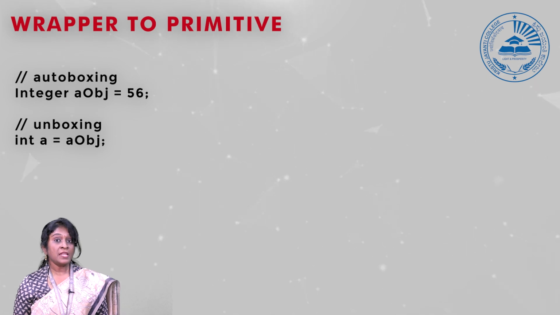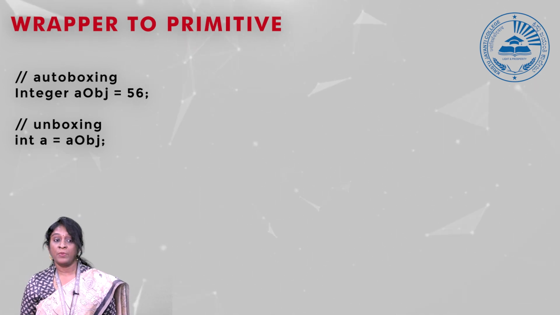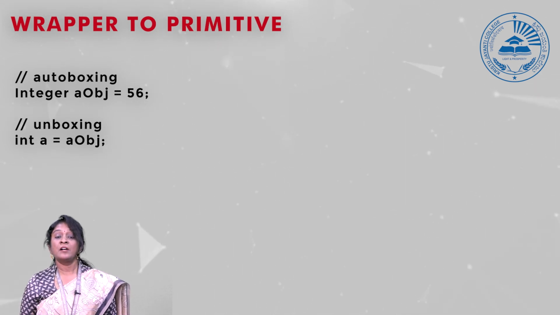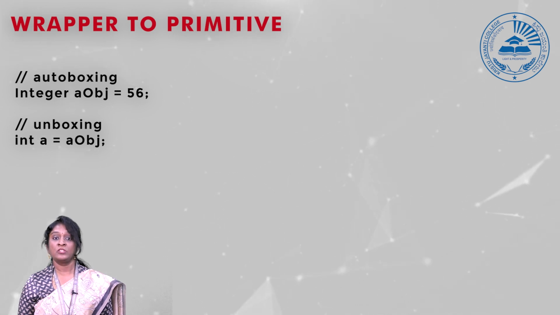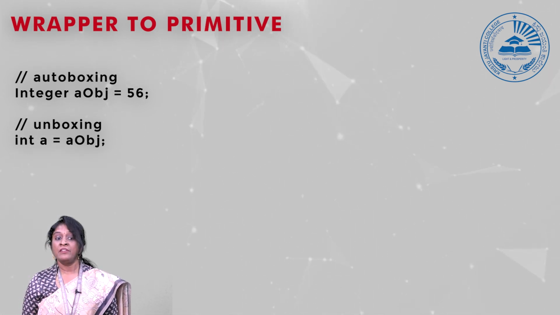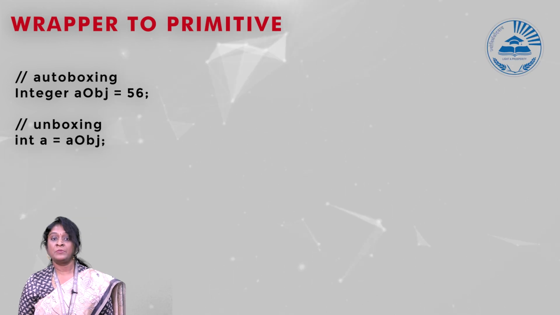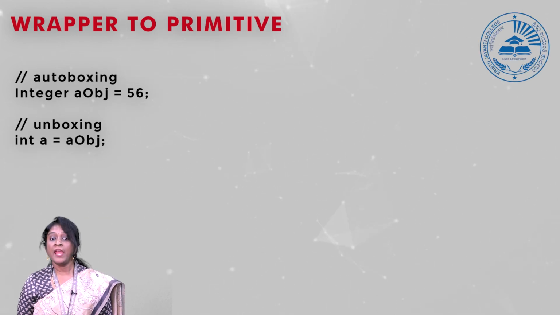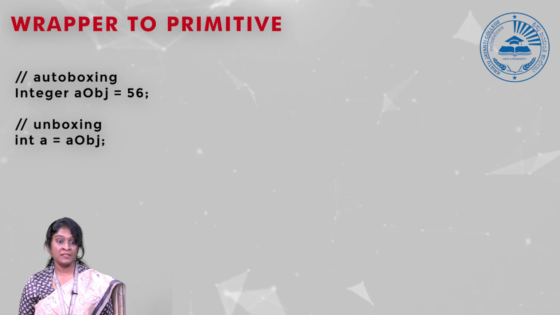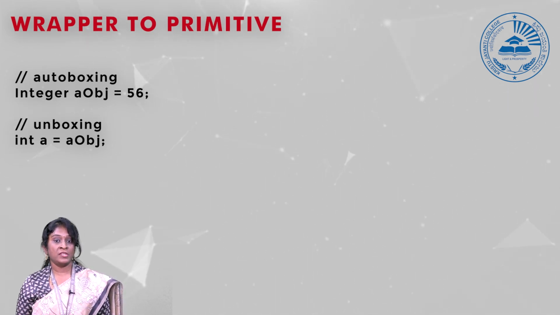These are the takeaways in this wrapper class topic. The class that wraps a primitive data type into an object is called a wrapper class in Java, and wrapper classes act as a bridge between the primitive data types and objects. All the 8 primitive data types have their respective wrapper classes. Autoboxing and unboxing are important concepts in wrapper classes.